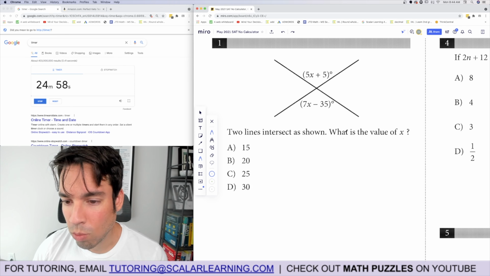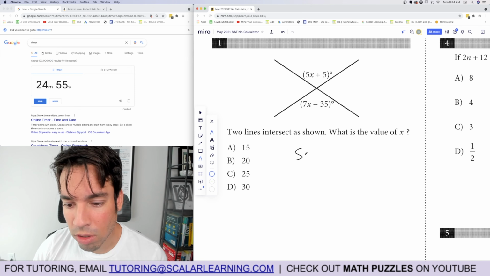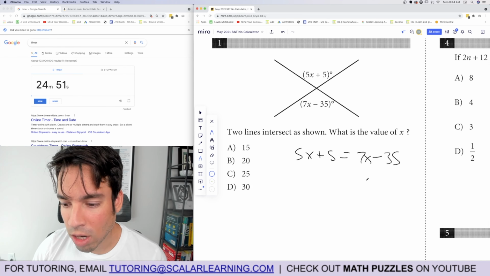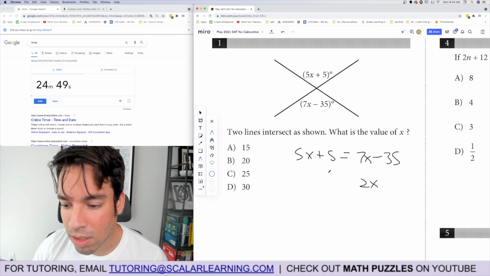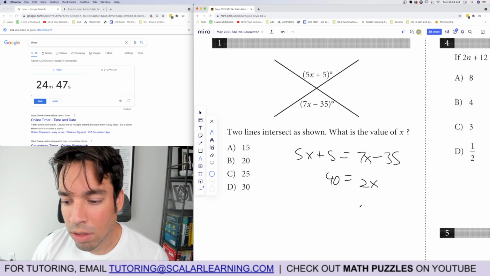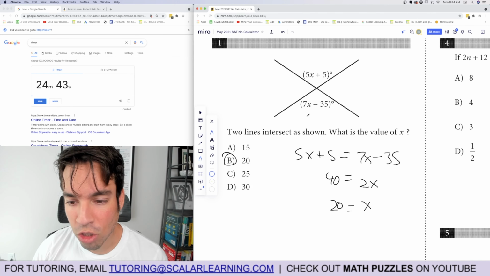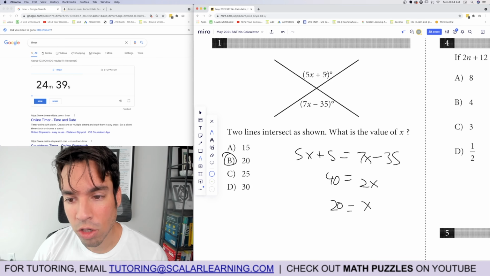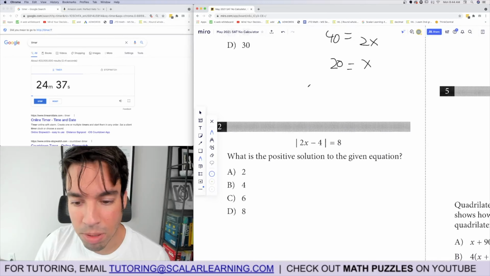All right, here we go. Two lines intersect as shown. What is the value of x? So these are vertical angles, so they're equal to each other. Let's set them equal like this. Going to subtract 5x from both sides. Going to add 35 to that side, equals 40. Divide by 2, x equals 20. Boom, done. I'm going to plug it back in just to make sure. 140 minus 35 is 105. 105. Yes, verified. See, I plugged it back in just to make sure.